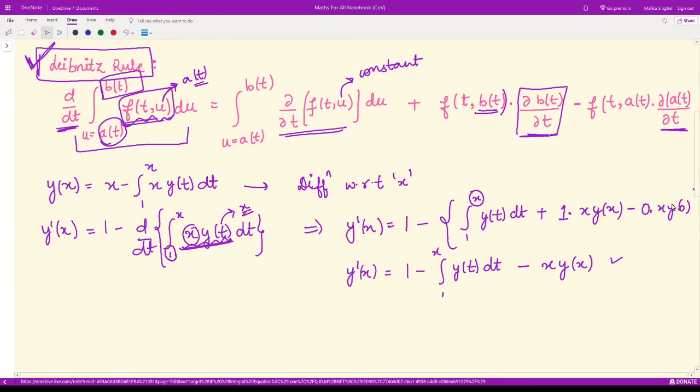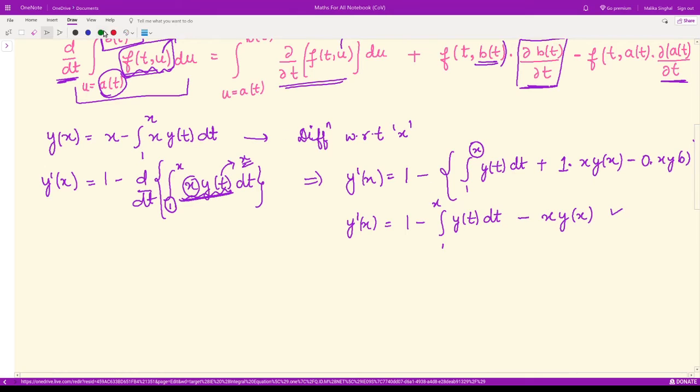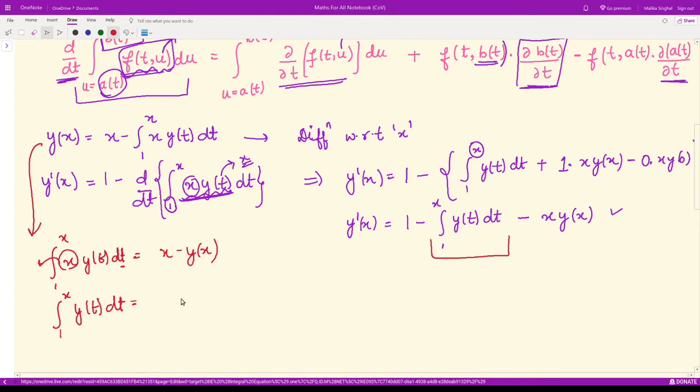So this is what we got. Now let us see what this value is. Our given equation is this one, right? We can write this equation as integration from 1 to x yt dt, that would be equal to x minus y of x. And because this integral is dependent on this t, we can take this x out from this integral sign. So we'll have 1 upon integration from 1 to x yt dt, that would simply be x minus y of x divided by x. So that x, I took it to the right hand side over here.